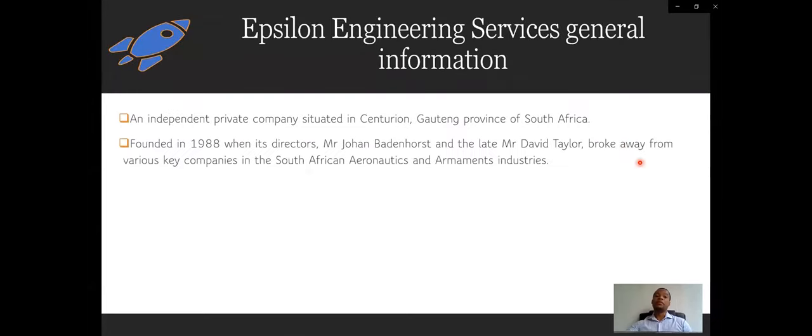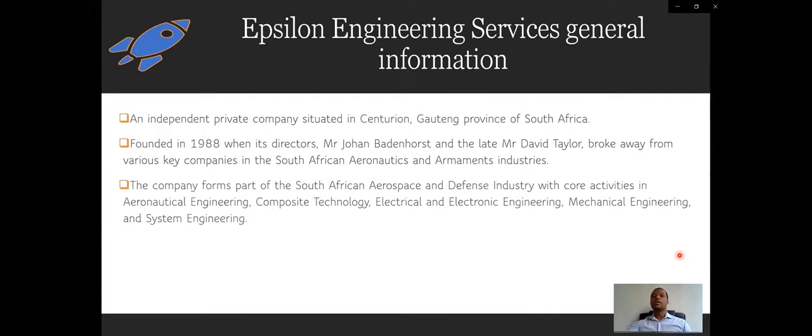Epsilon Engineering is a private company that is based in Centurion in the Gauteng province of South Africa. The company was founded in 1988 when directors Mr. Johan Badenhorst and the late Mr. David Taylor broke away from various key companies in the South African aeronautics and armament industries. The company forms part of the South African aerospace and defense industry and has core activities in aeronautical engineering, composite technology, electrical and electronic engineering, mechanical engineering, and system engineering.